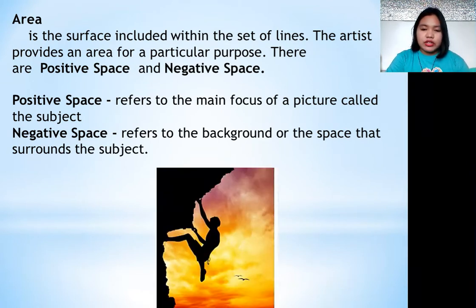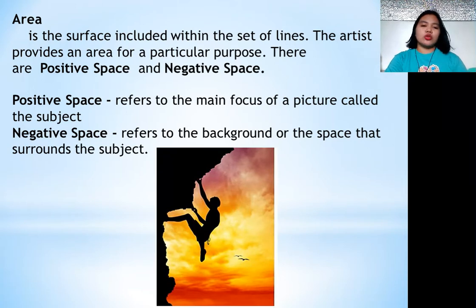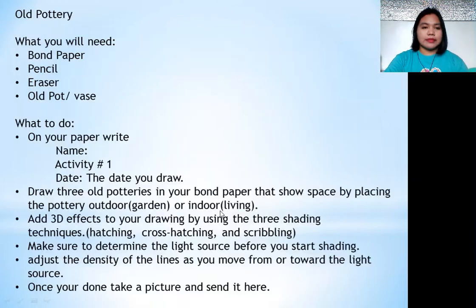Perfect example for that is this artwork. So, what do you think is our positive space dito? So, ito yung tao o yung person na umaakyat. Yung parang silhouette niya, yun yung ating positive space. Yung negative space natin is yung clouds. Yan ang magiging negative space natin, kasi background lang siya ng ating subject. Pinaka-subject natin is this in black. Yan, yung silhouette ng tao dyan.